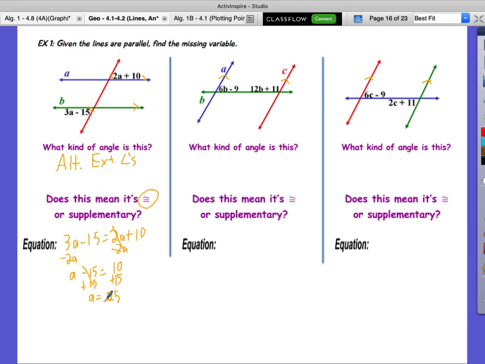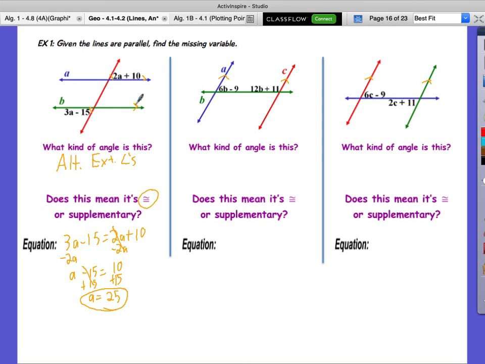Do we find the missing variable? Yes. Could we go back in and plug it into the angle if it asked us to? Yeah, we could go back and plug it into the angle. Is it asking us to though? No. We also could go back in and check it.